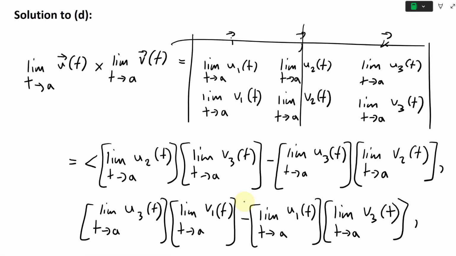Then the last one we do the same as the first one. We cross out the last column, so now we multiply these two together, subtracted by this one over there. All right, so let's erase these.